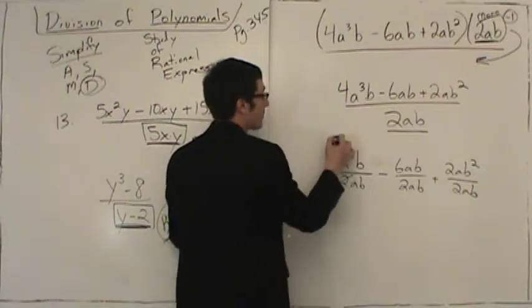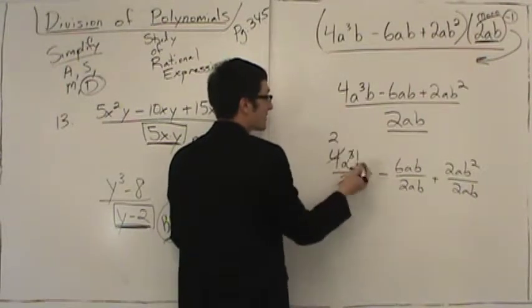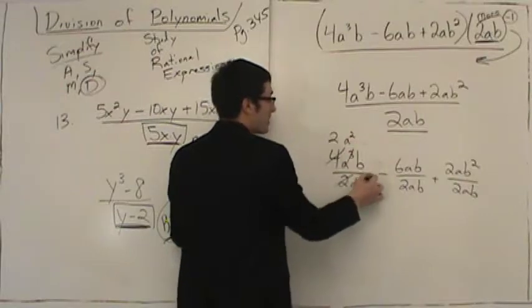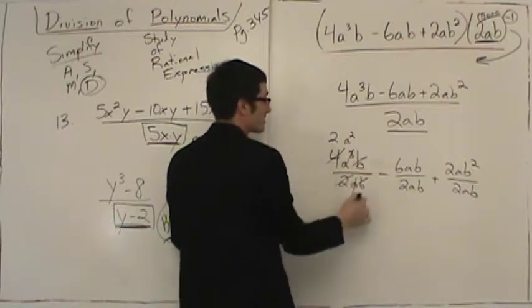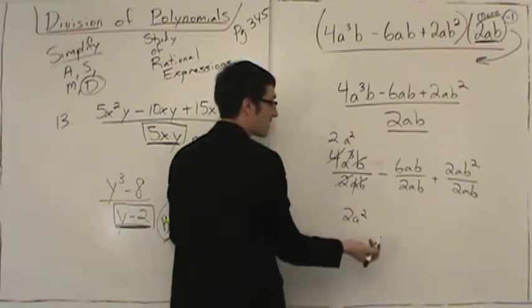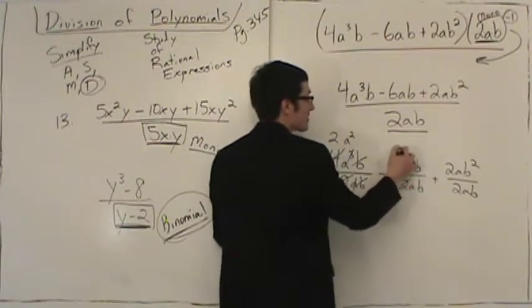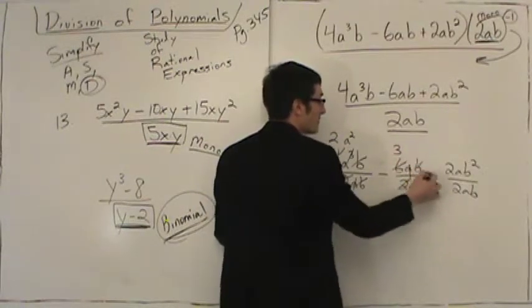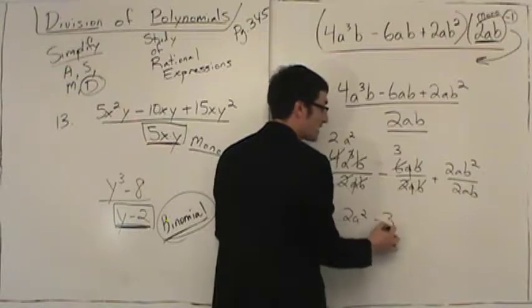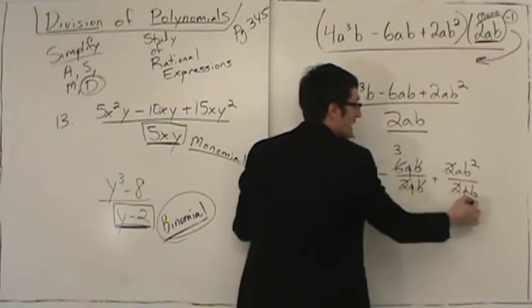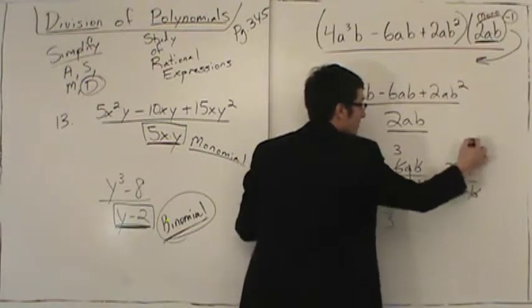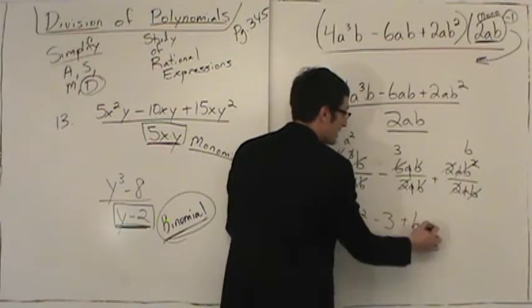Does the 2 cancel with the 4? Yes, it leaves a 2. A cancels with a cubed, leaving what? A squared. B cancels with b, leaving 1s and 1s, so we write 2a squared as our final answer. Now, 2 cancels with 6, leaving a 3. A with a, leaving 1 and 1. B with b, leaving 1 and 1. We have what? Minus 3. Now, 2 with 2, leaving 1 and 1. A with a, leaving 1 and 1. B with b squared, leaving what? A b. And we have plus b, and we are done.